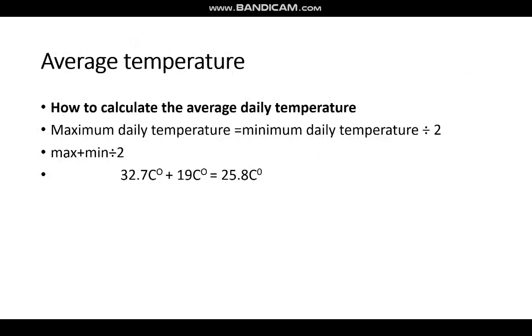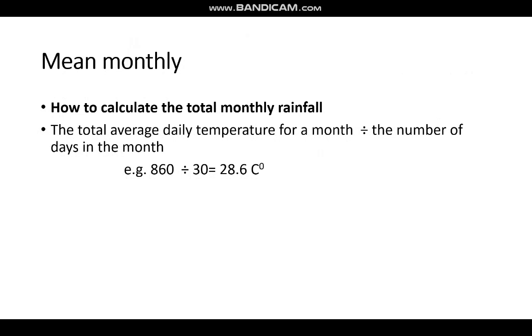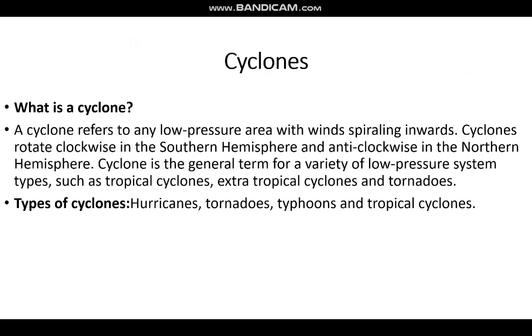Okay, how to find out the average temperature? We can find out the average temperature by adding the maximum plus minimum divided by 2. So we have the average temperature. Mean monthly temperature: the total of the average temperatures of the month divided by the number of days in the month, and that is equal to the mean monthly temperature.